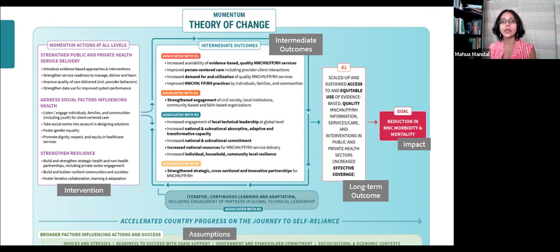So the way we drafted the theory of change, the assumptions aren't necessarily about the conditions that we need within the project, but the conditions that are needed outside of the project to make sure that the outcomes lead to impact. Next.